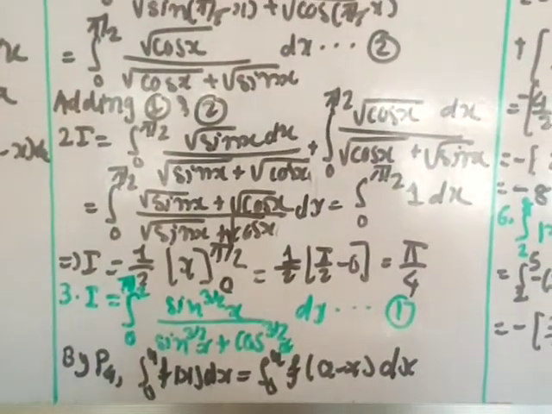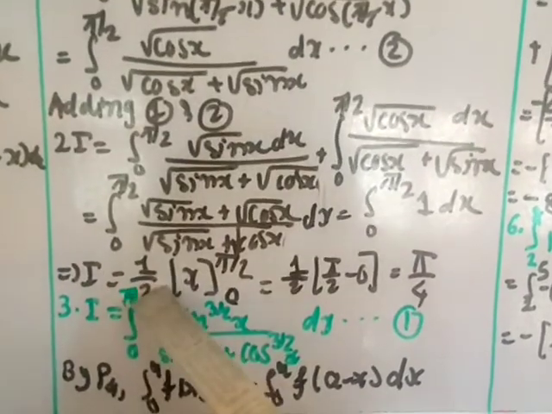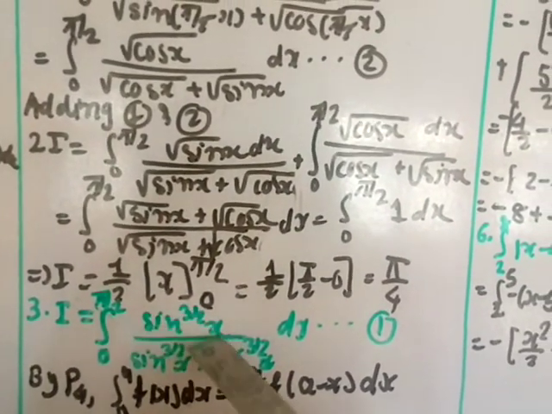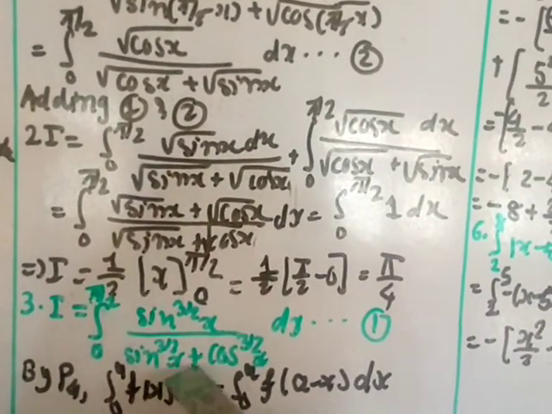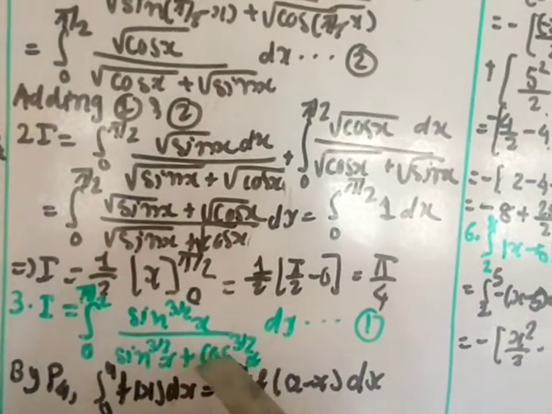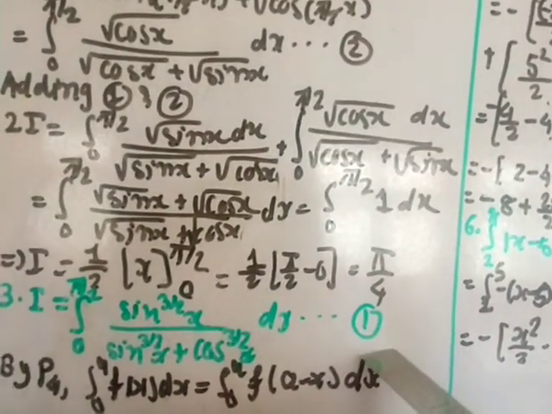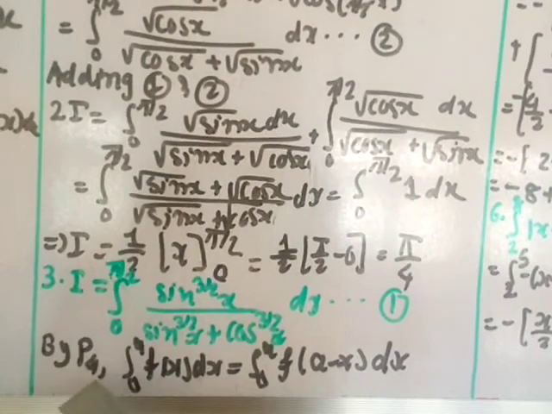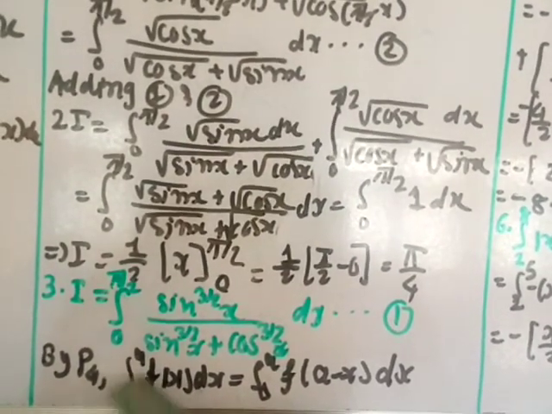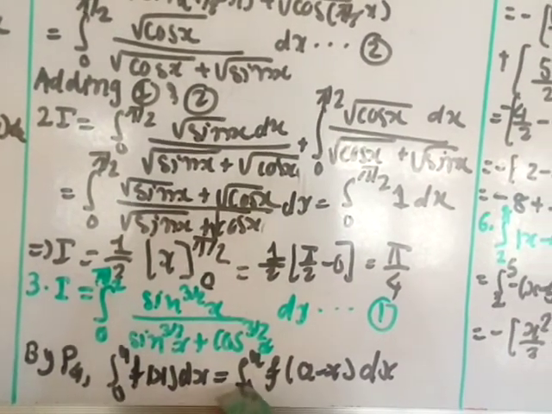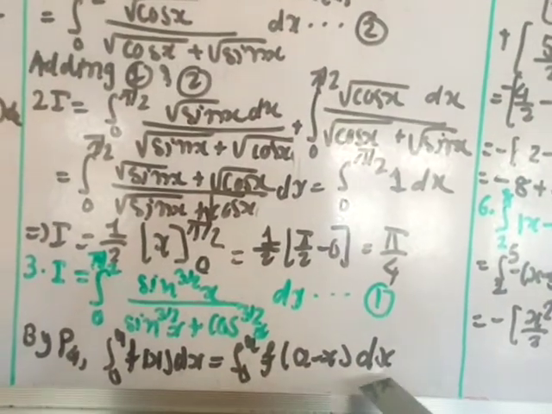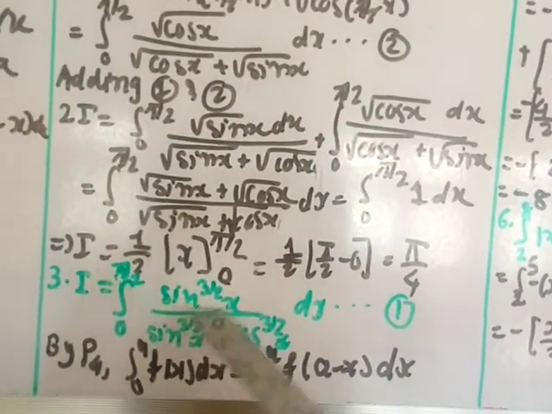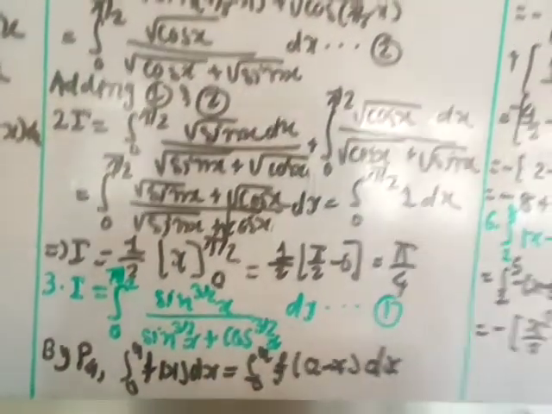Question number 3. I is equal to integral 0 to pi by 2 sine power 3 by 2 x divided by sine power 3 by 2 x plus cos power 3 by 2 x dx. Call this number 1, this is I. Now use again property P4, which says integral 0 to a f of x dx equal to integral 0 to a f of a minus x dx. So instead of x, we'll write pi by 2 minus x. Okay, all these three places.